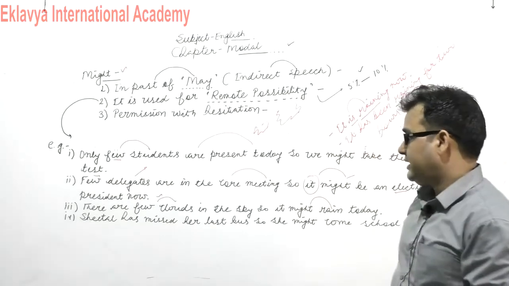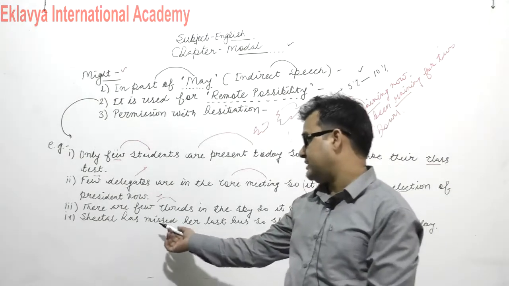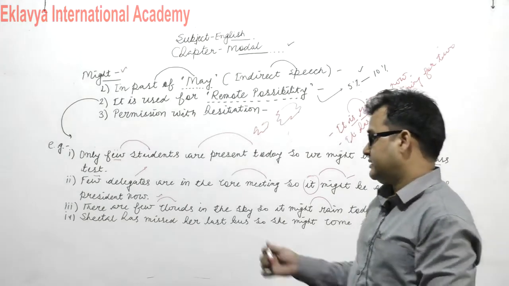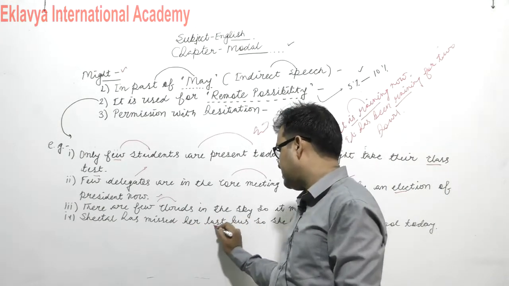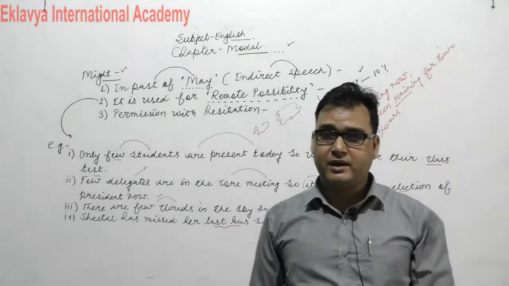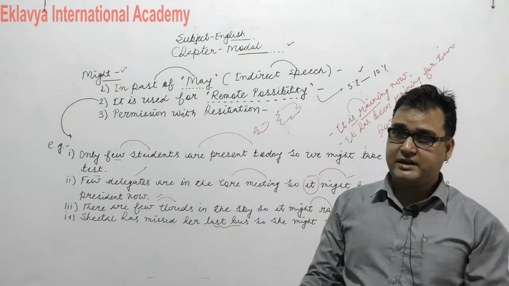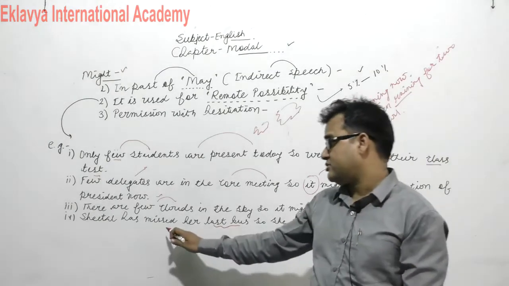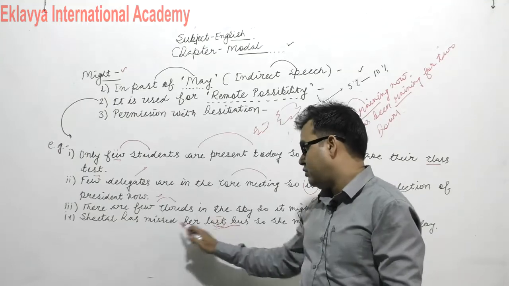So the last but not the least example, very beautiful one. Sheetal has missed her last bus. Sheetal has missed her last bus. शीतल की जो last bus जो है miss हो गई है. Suppose there are only 3 buses basically in villages, okay, that arrive at a certain time or a particular time, but Sheetal has missed the last bus. कि शीतल की जो अपनी last bus जो है वो miss हो गई है.